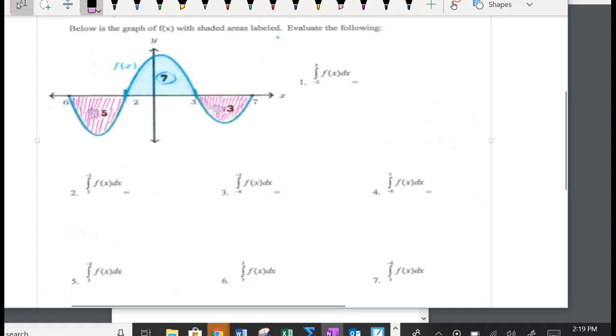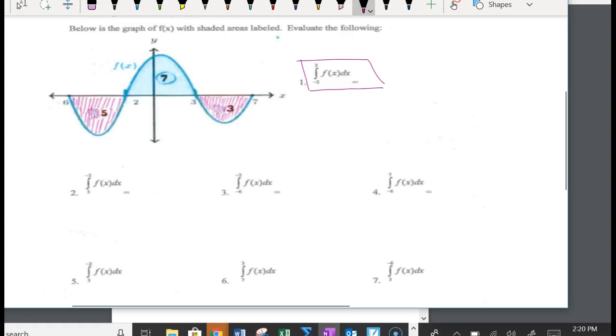Okay, so here's what we're going to talk about. I left off talking about the idea of net signed area being the area bounded between the function and the x-axis. So here's what we're going to do: we're going to look at question number 1 together, okay?